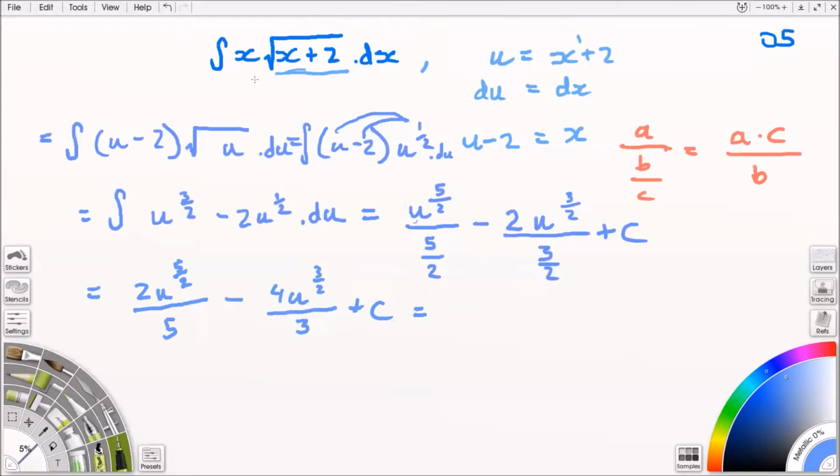And we were originally wanting to integrate our function with respect to x, but it was easier to do it with respect to u. But now that we've integrated with respect to u, we just swap u for x again. So that becomes 2/5 (x plus 2). That there isn't a derivative, by the way.